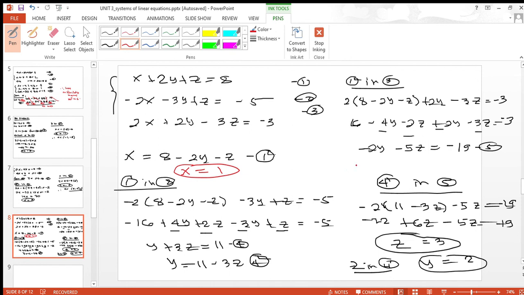So that's the solution by substitution. It's quite long for systems in 3 unknowns. So the next lecture video will be on Cramer's rule.